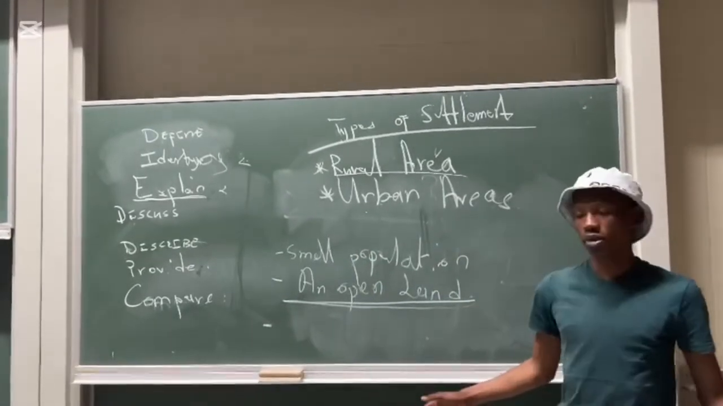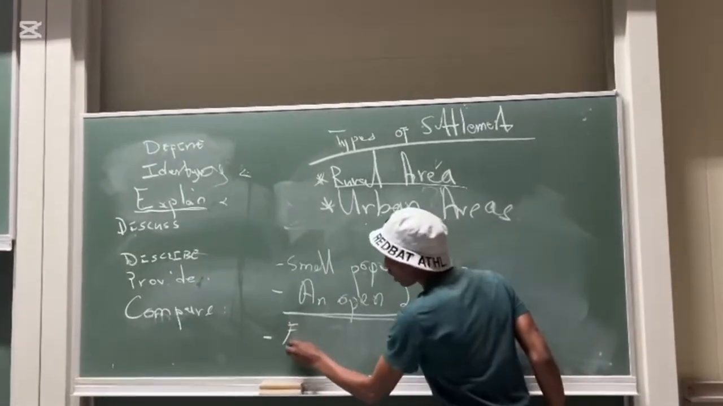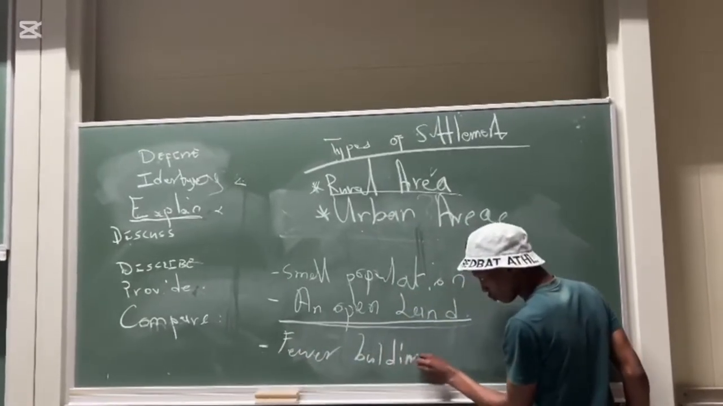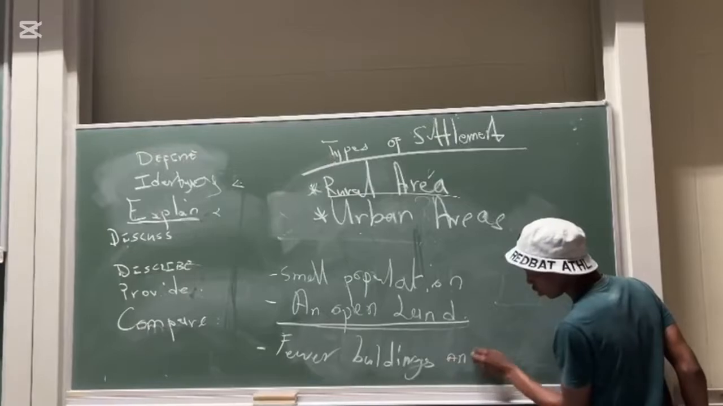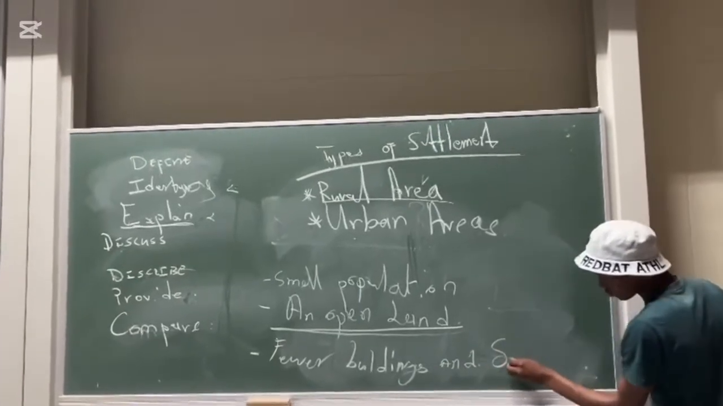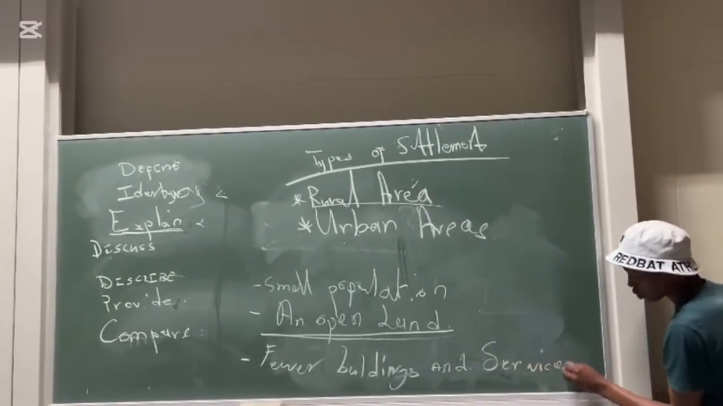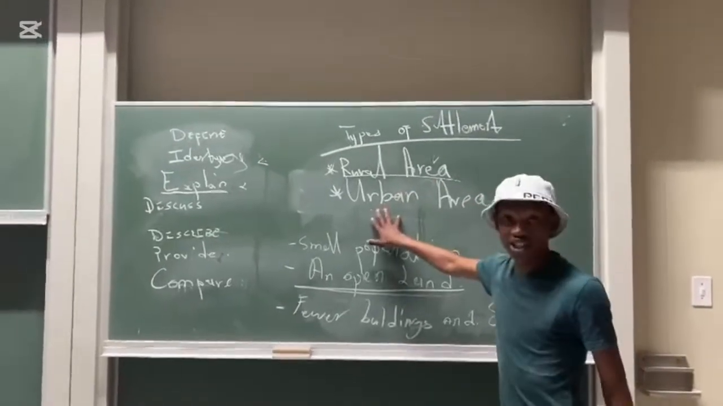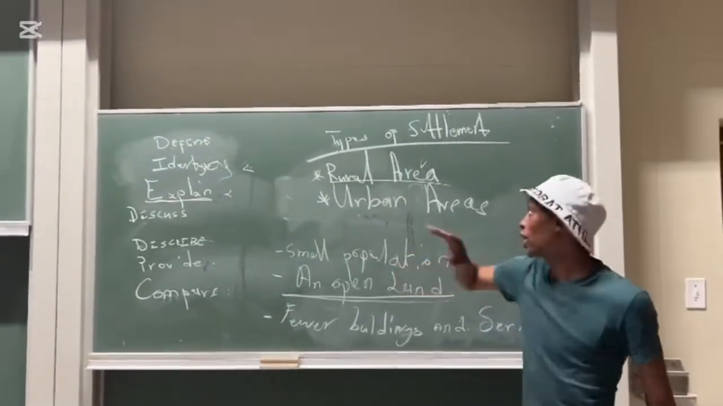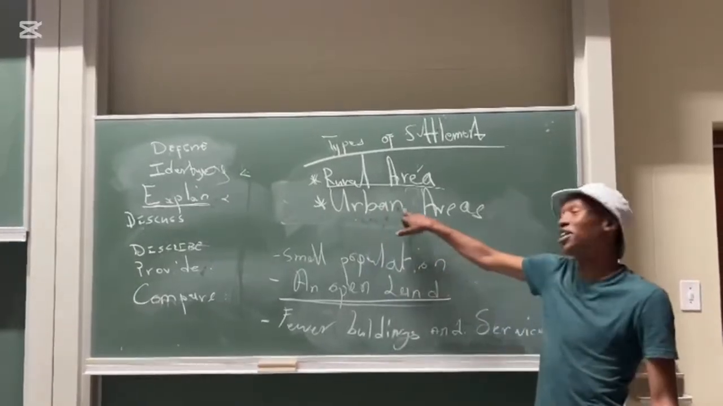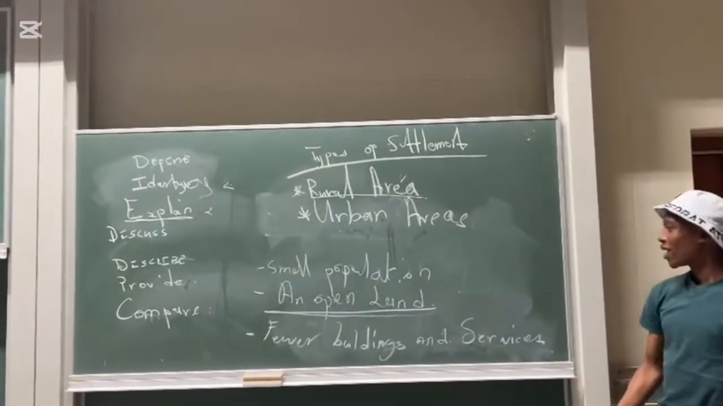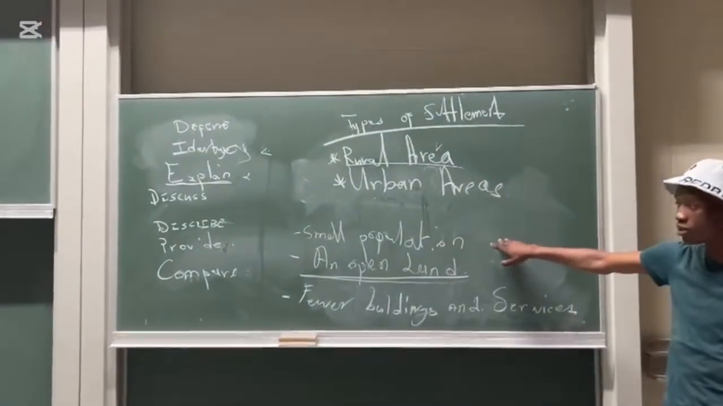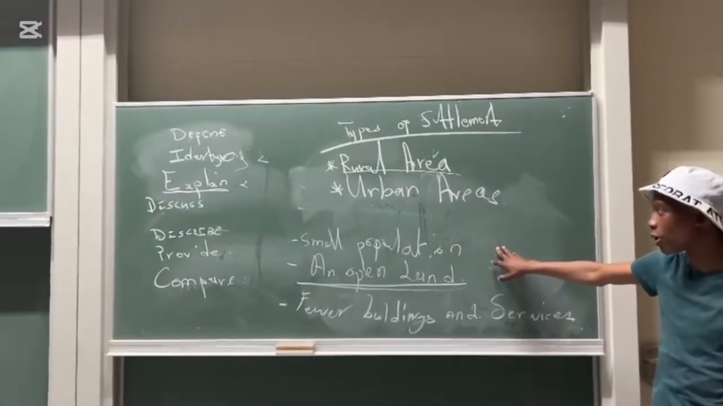And then lastly, remember guys, there are fewer buildings and services compared to urban areas. Okay, since we have already stated that in rural areas there is a small population, meaning there is a small amount of people.